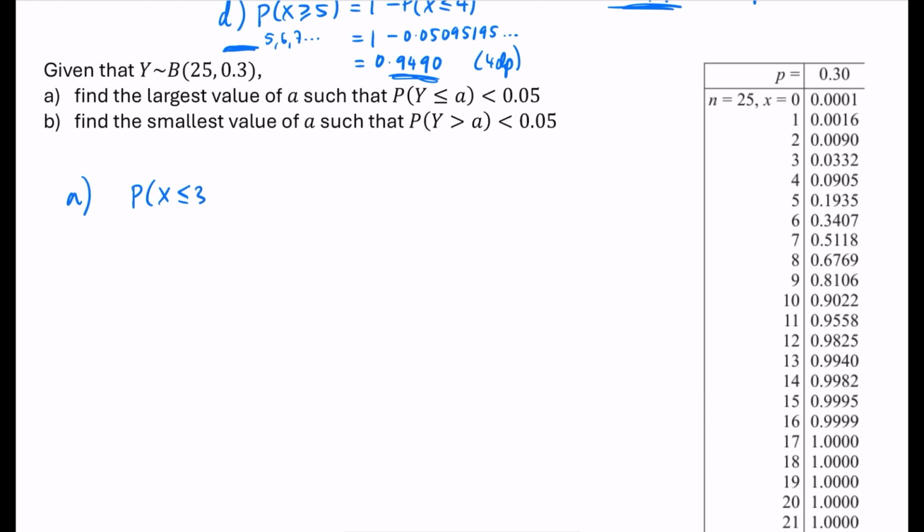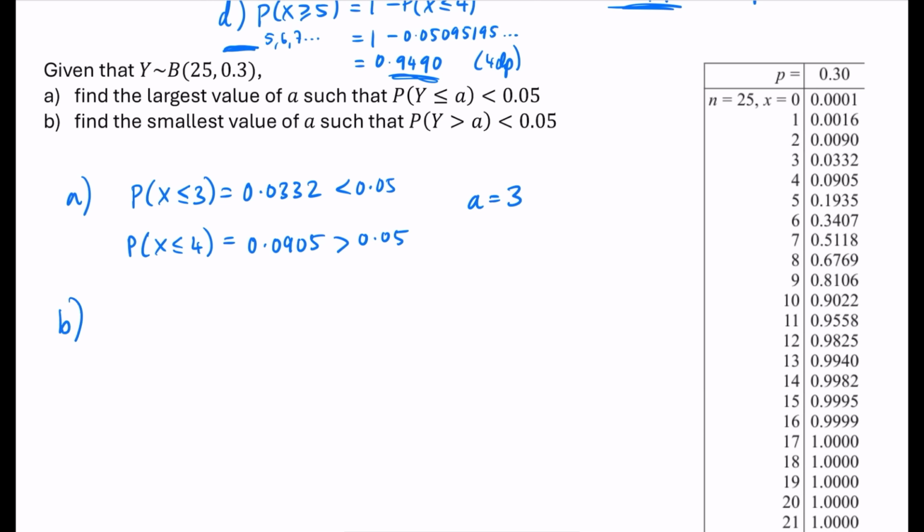So if I wrote down the probability that y is less than or equal to 3, that is 0.0332, and that's obviously less than 0.05. I know I can just see this from the table, but if I wrote down the probability that y is less than or equal to 4, which is 0.0905, that one is greater than 0.05. So clearly, just by looking at the table, a must be equal to 3. That's the biggest value that keeps the probability less than 0.05.